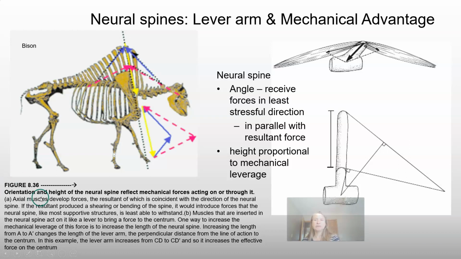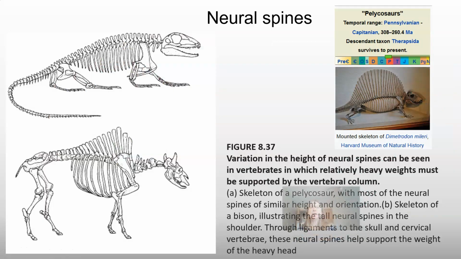I'm going to go ahead and let you pause this here so that you can read this explanation a little bit better. So again, when we're thinking about these neural spines, the height of the neural spine helps to tell us the relative weight that has to be supported by the vertebral column. Here, this is a skeleton of a pelycosaur, with most of the neural spines of similar height and orientation versus the bison. And not all pelycosaurs had these short spines. We also had these really tall ones. This is a Dimetrodon with these really tall spines, so probably for muscle attachment to help hold up the head.